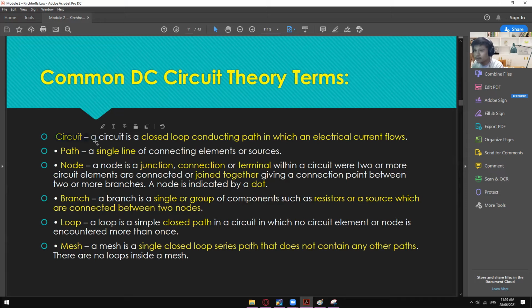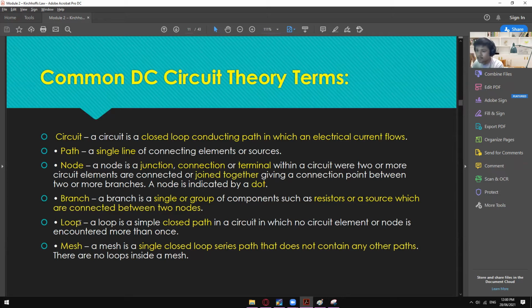So here are the definitions of those terminologies. So circuit, we have already discussed that one. Path, we're already done with this one. So it's just a line or a single line. Node, we are also done with this one. But for branch, a branch is a single or group of components such as resistors or a source which are connected between two nodes. So for you to be able to have a branch, it must have a component between the two nodes. Okay, so later on we'll have a diagram for this one.